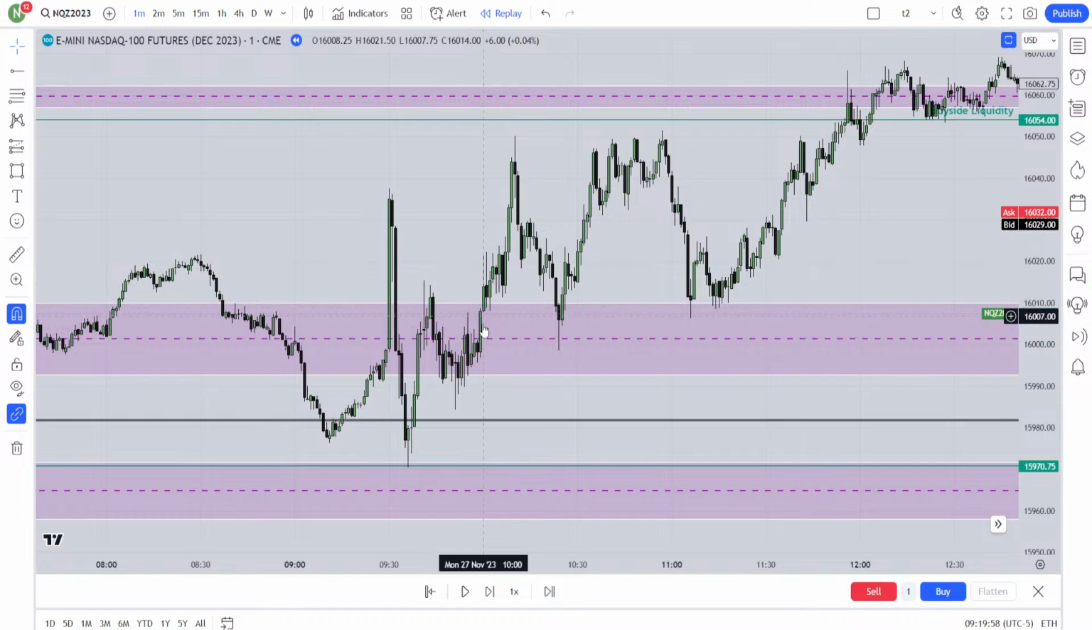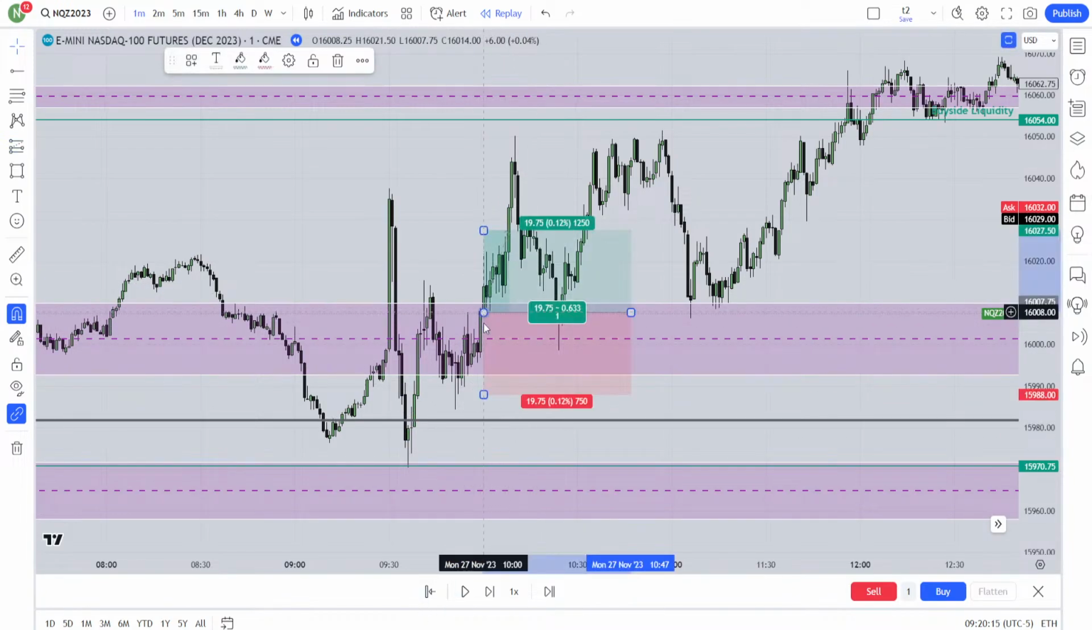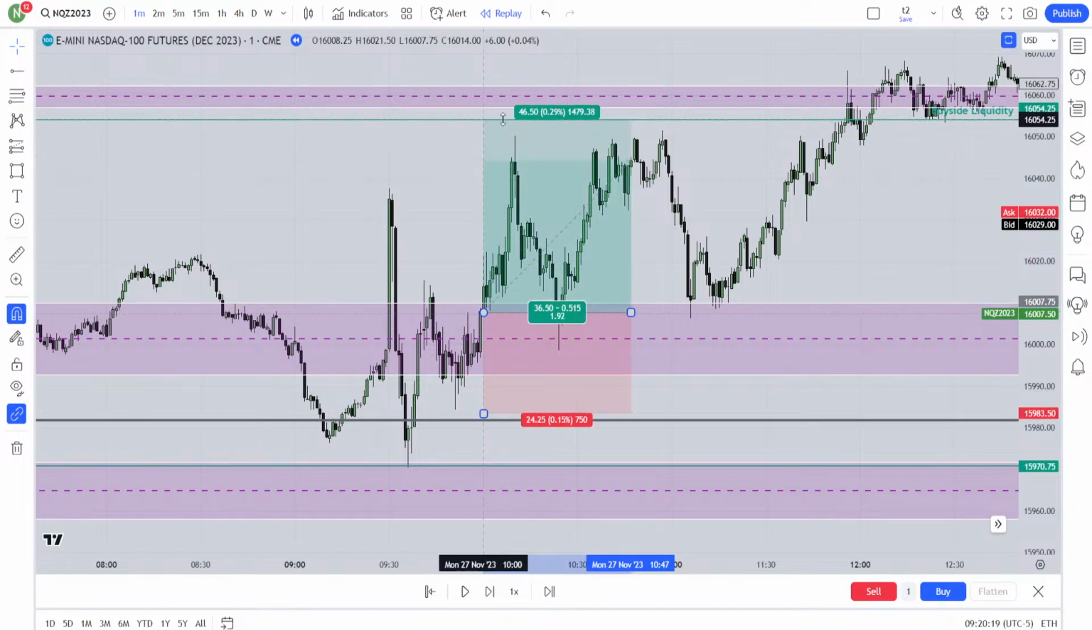Is this your fair value gap? Yeah, this is your fair value gap. Would you like to take that entry over there? Yeah, I would love to take that entry. Take it. Put your stop loss below the swing low, or maybe below this swing low. It depends on your money management. Take your entry at that level, put your stop loss below here, and target that buy side liquidity.